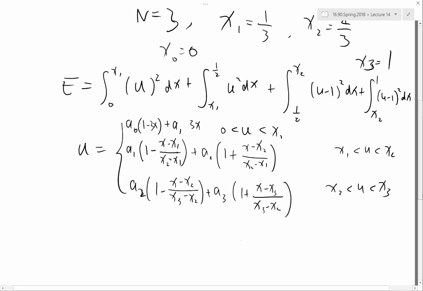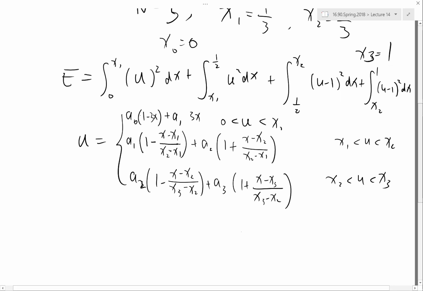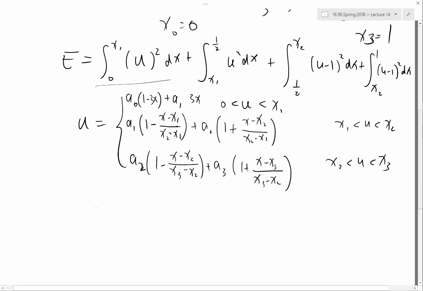Okay, so now the task is to figure out each of these terms. So if I'm integrating from xi to xi plus 1, there are two options. One is u square, one is u minus 1 square, right? So if it's u square, then what I'm doing is I am actually integrating over what? I'm integrating from xi to xi plus 1.